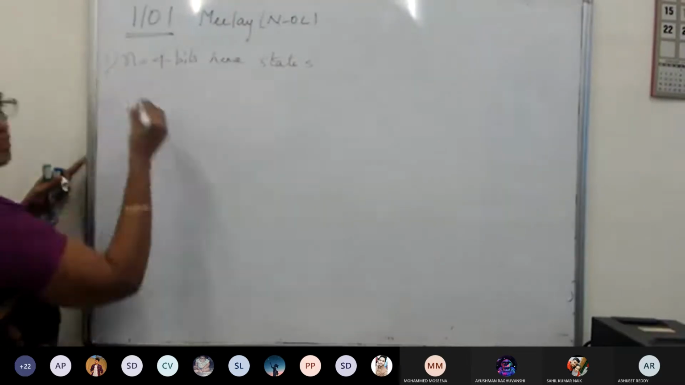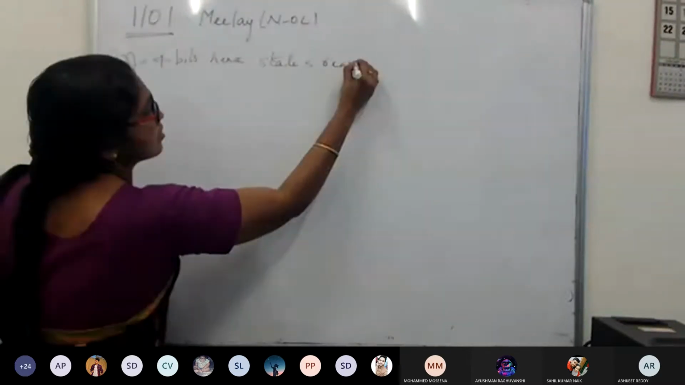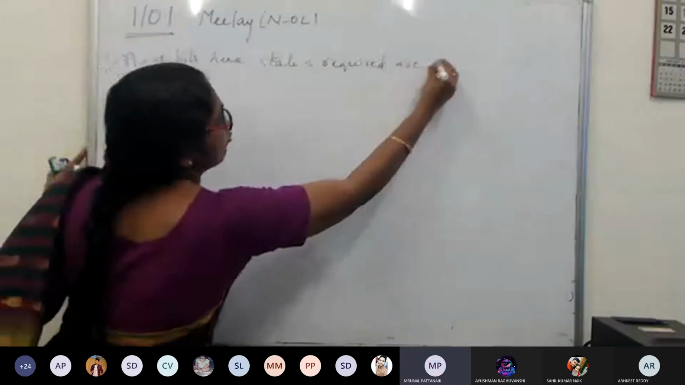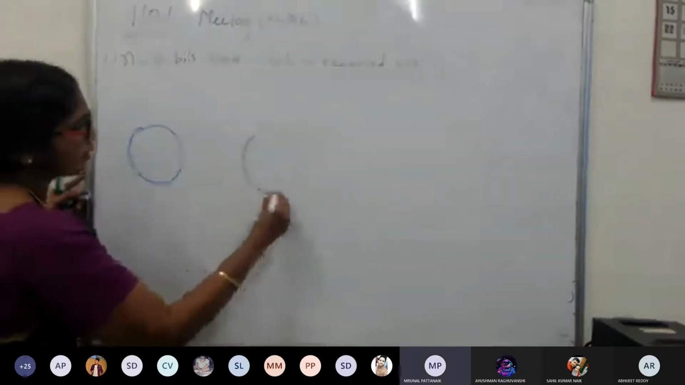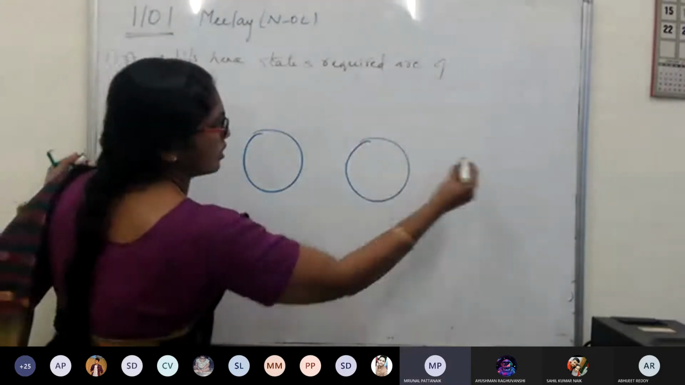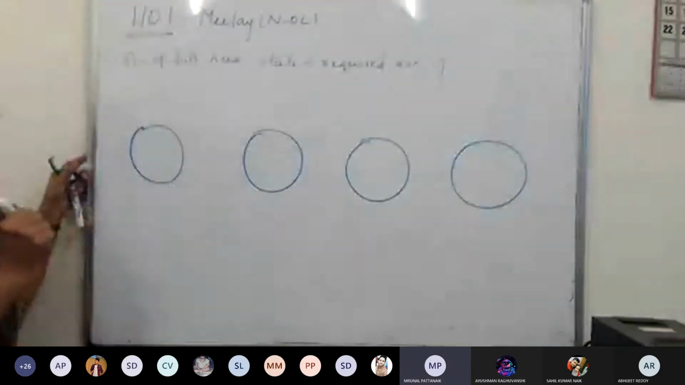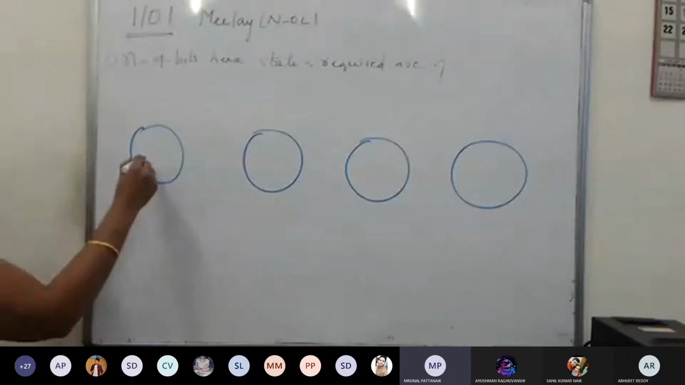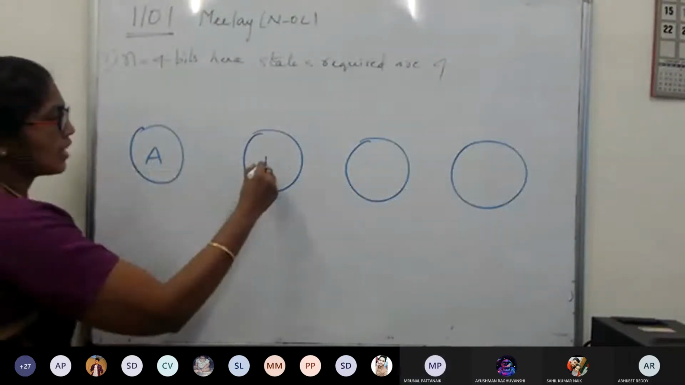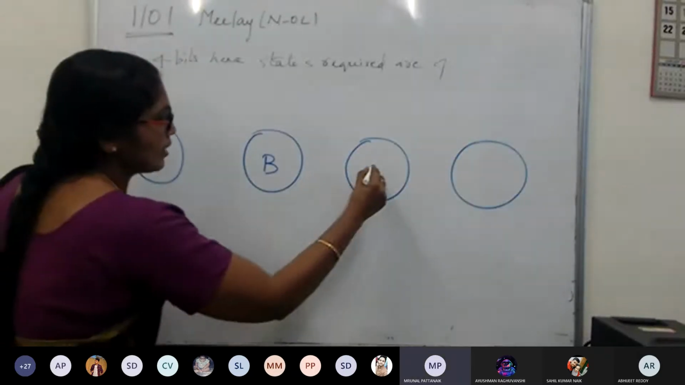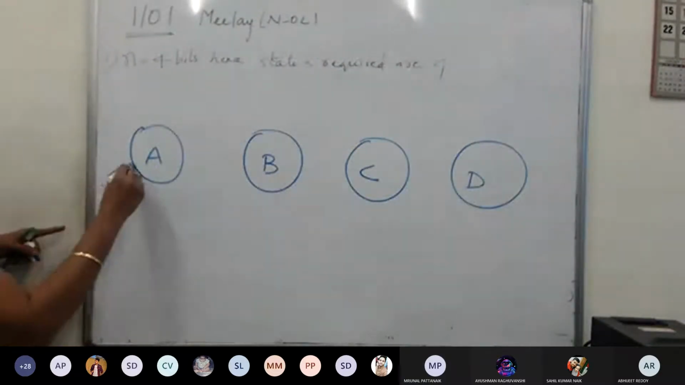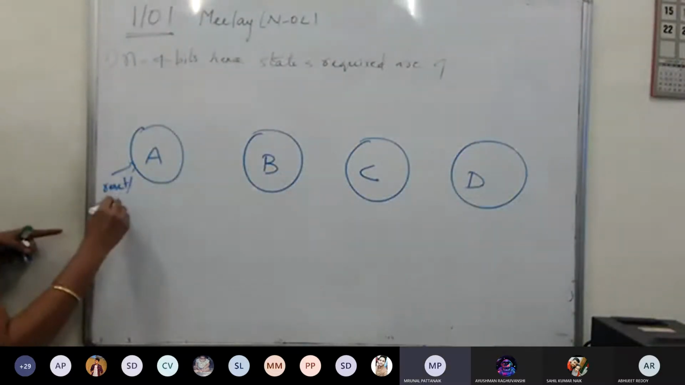Please take down the first one. 4 states are required. Okay, so now I will take 1, 2, 3, 4. 4 states are required, right? So I will name them A, B, C, D. A being the starting one, we will call this the initial state or the reset state.